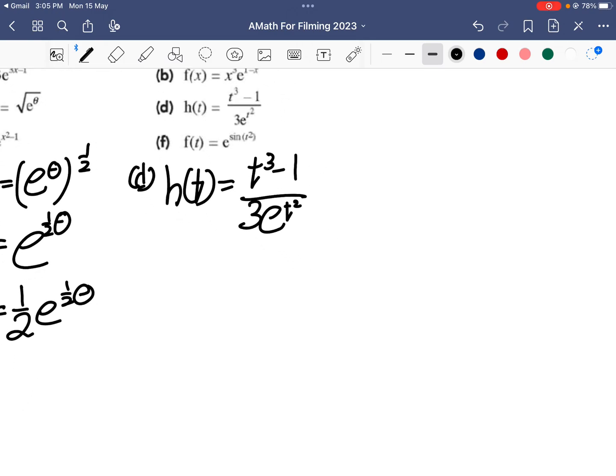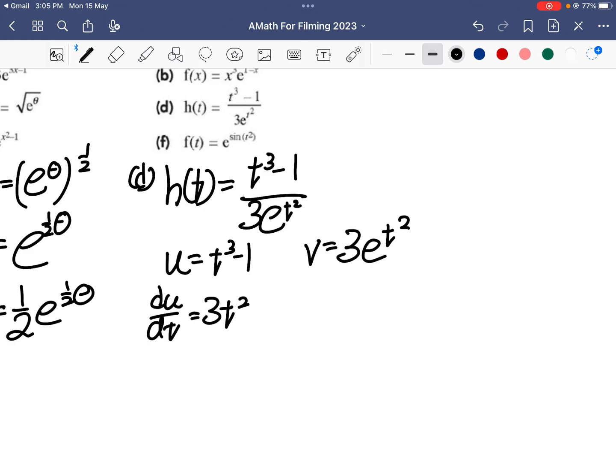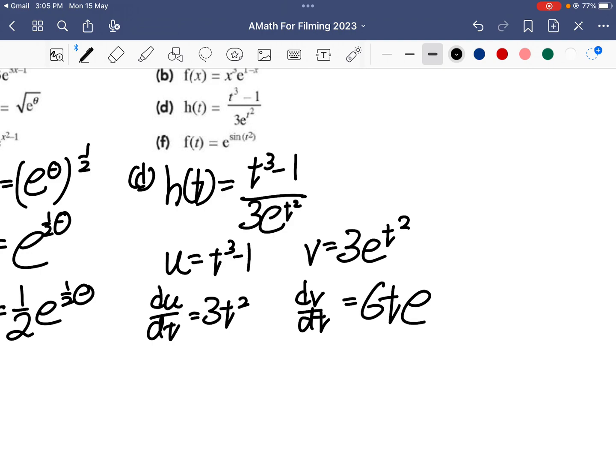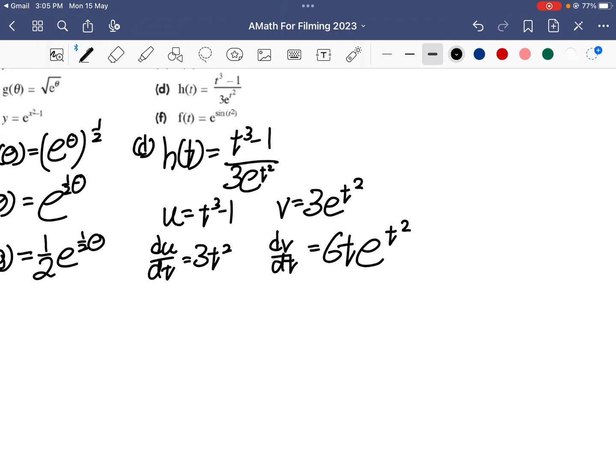So what happens here, very similarly, is u over v. So u is t cubed minus 1. Differentiating u with respect to t is 3t squared. If v is 3e to the power of t squared, differentiating v with respect to t, differentiating t squared gives me 2t, so 2t multiplied by 3 will give me 6t. So what we have here is 6t times e to the power of t squared.